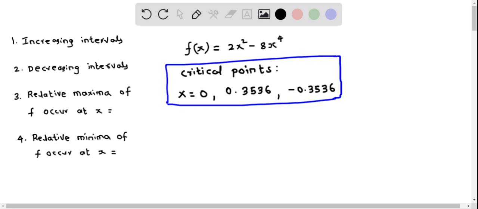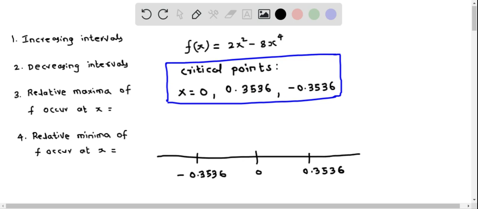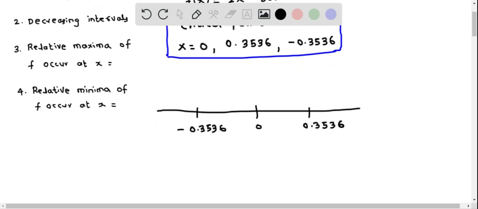For that, we have to create a sign chart for the derivative of the function. So I'm going to create a sign chart. I put the critical numbers: this is x equal to 0, this is x equal to negative 0.3536, and this is x equal to positive 0.3536. This means we have one open interval, and 2, 3, and 4. So basically we will have 4 open intervals where we have to determine whether the function is increasing or decreasing.